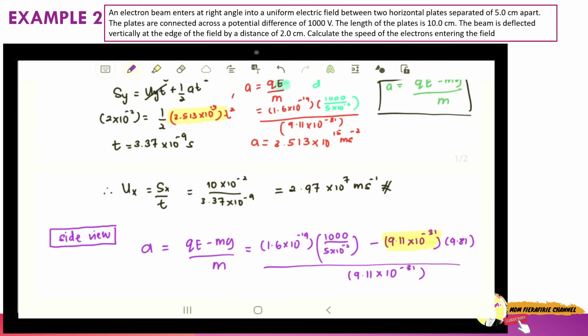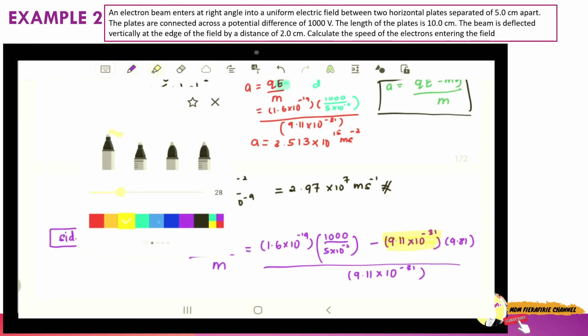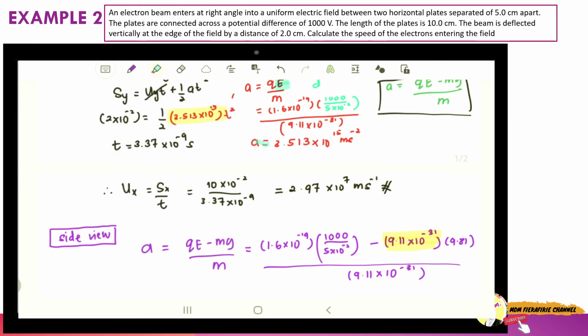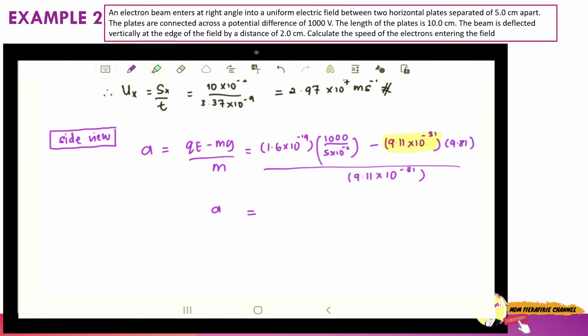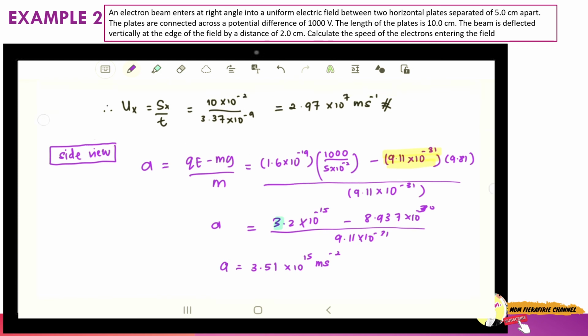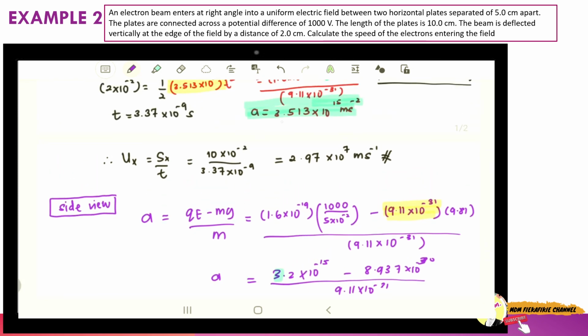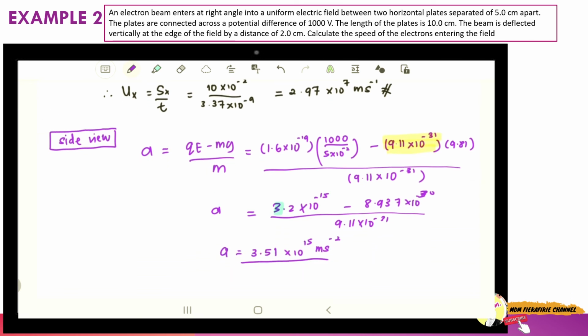Okay, the value of the acceleration here is equal to 3.513 exponent 15. And how about for the side view? The value of A is equal to 3.51 exponent 15. So when we compare the value of the acceleration, here is 3.51 exponent 15 and here also 3.51 exponent 15. You can see they are the same.